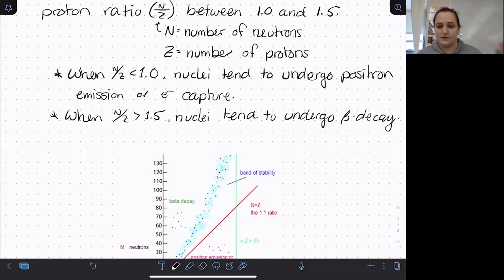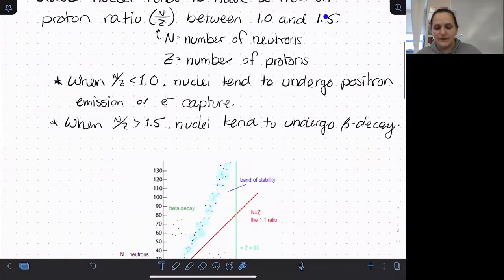If our nucleus is just straight up too big, atomic number greater than 83, it is probably going to be an alpha emitter. If we're outside of this stable 1 to 1.5 range, if our neutron to proton ratio is too small, it's probably going to be positron emission or electron capture. If it's too big, it's probably going to be beta decay.